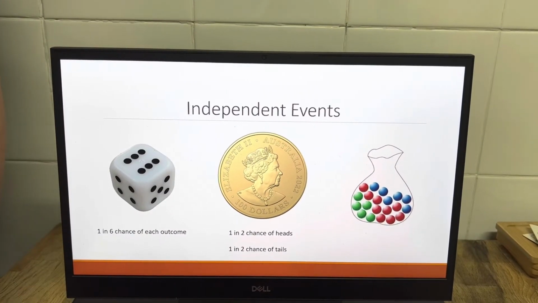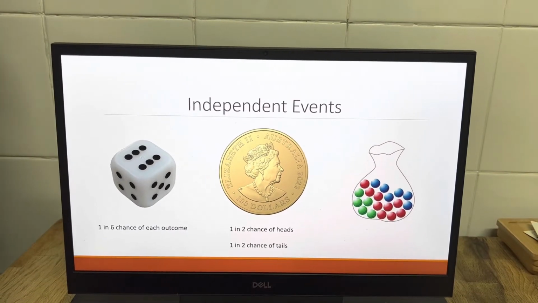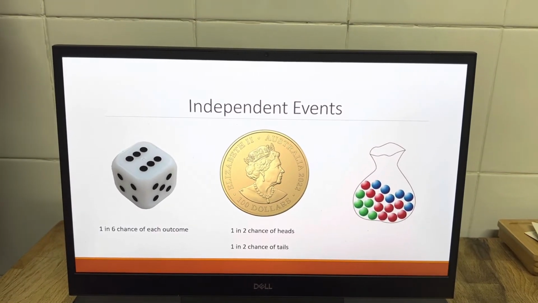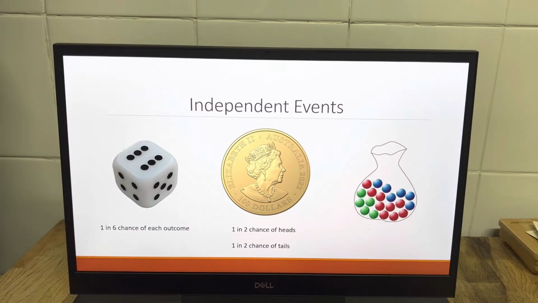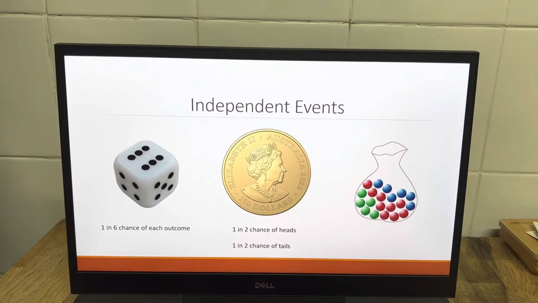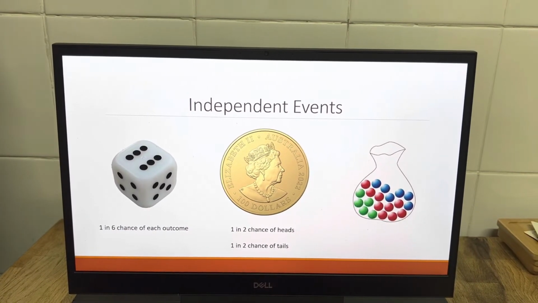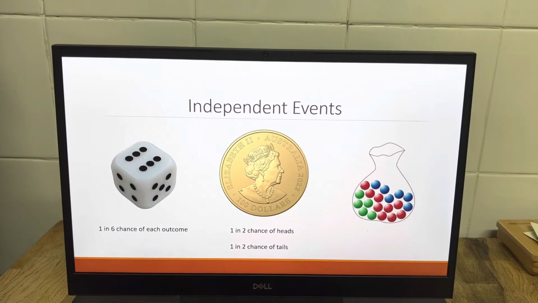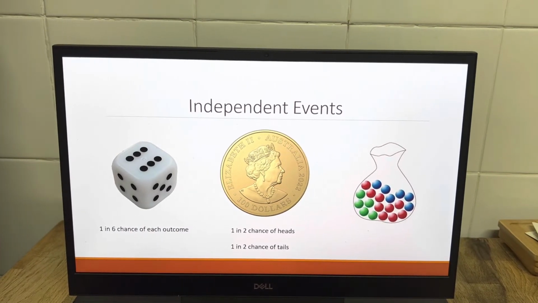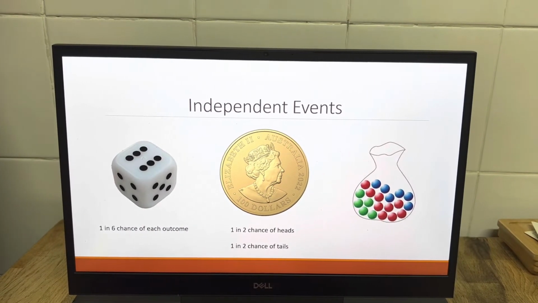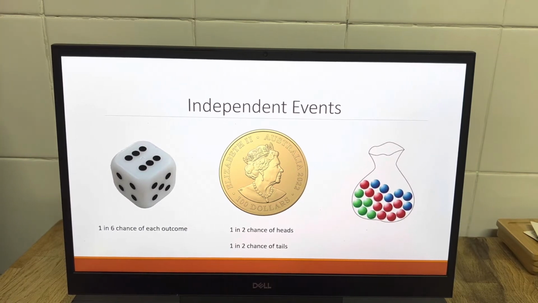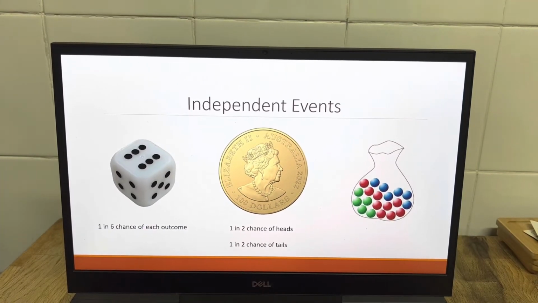Independent events are events that don't have an impact on each other. So for example, if you roll a dice, there's a 1 in 6 chance of any of the outcomes occurring. Even if you were to roll 5 5s in a row, there's still a 1 in 6 chance that the next number you roll on that dice will be a 5 because the events are completely independent of each other.